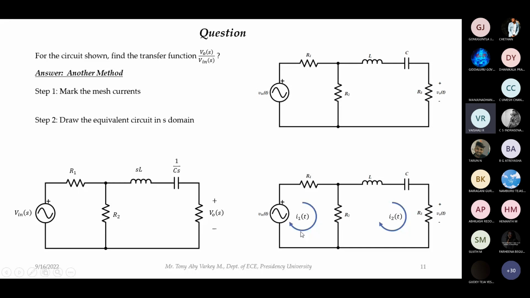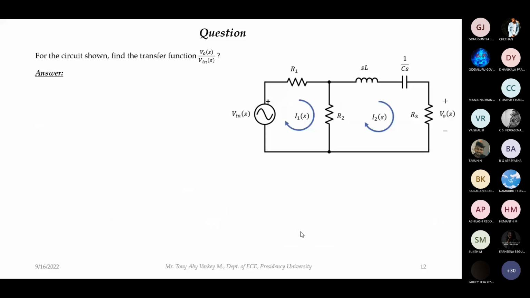I1 of t will become I1 of S, and I2 of t will become I2 of S. Is it clear? Yes, sir. So this is the equivalent circuit in S domain. Now I will write the mesh equations.